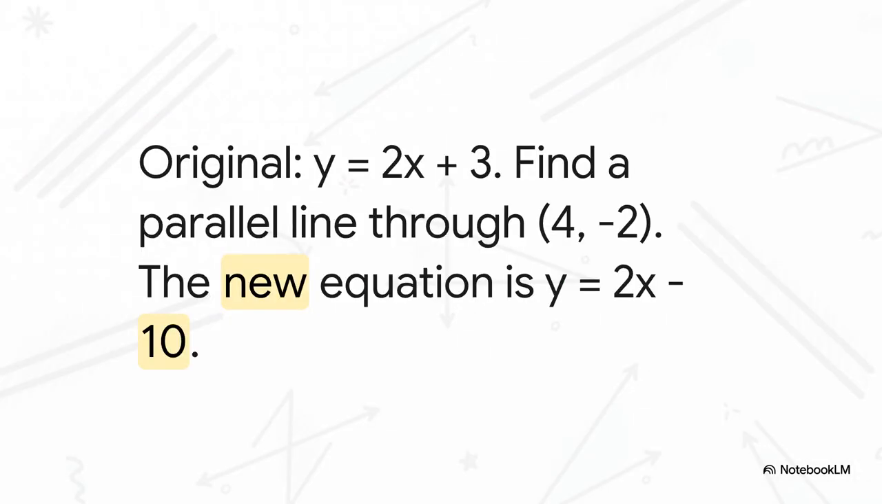Let's make this real with an example. Say we need to find a line that's parallel to y = 2x + 3, and it has to pass through the point (4, -2). Well, the slope of our original line is 2, right? So our new line slope is also 2. We plug that 2 and our point into the equation, do a little algebra, and we find our new y-intercept is -10. So the final answer, y = 2x - 10. See? Same slope, just a different starting point on the y-axis.